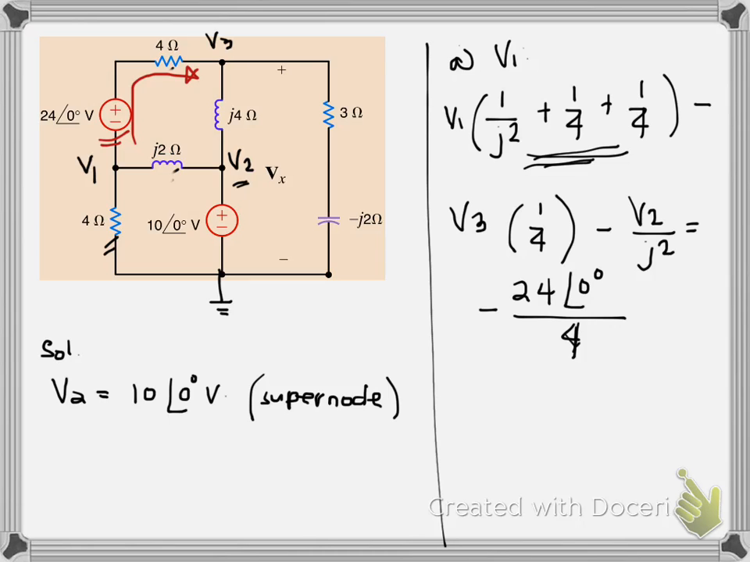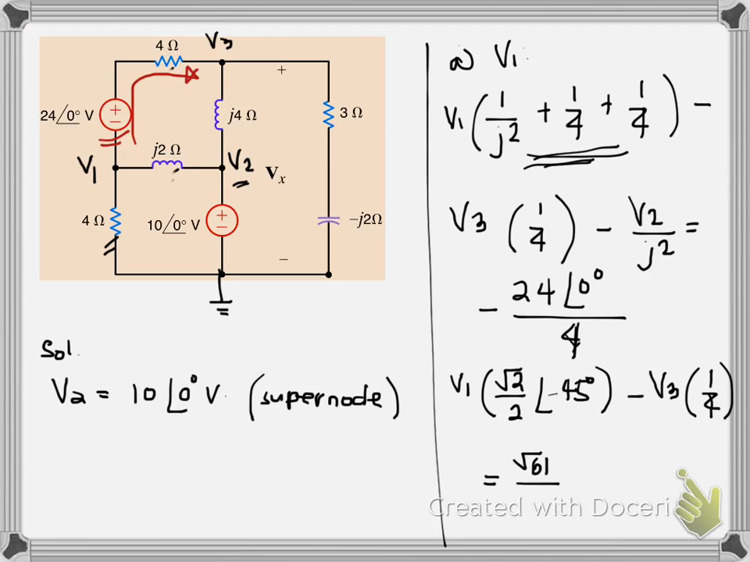Simplifying this, knowing that V2 is equal to 10, our first equation is: V1 times square root of 2 over 2 angle minus 45, minus V3 times 1/4, equals square root of 61 angle minus 140.194. This is equation 1.